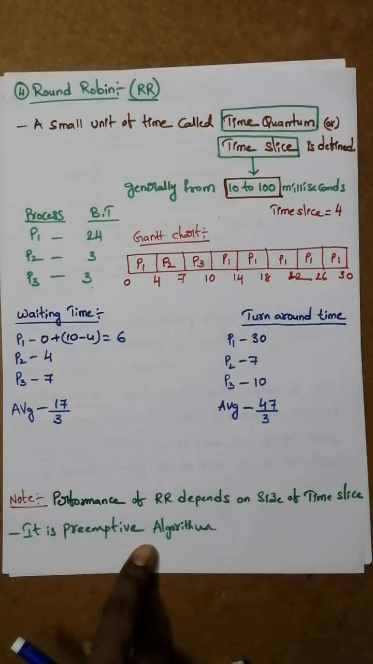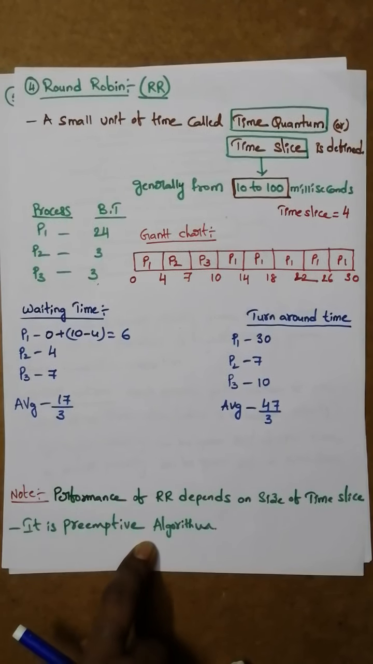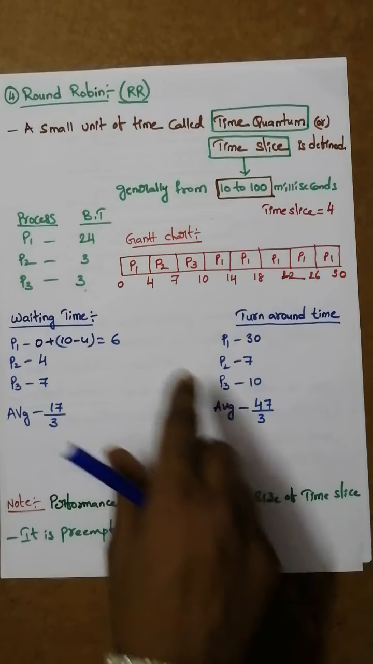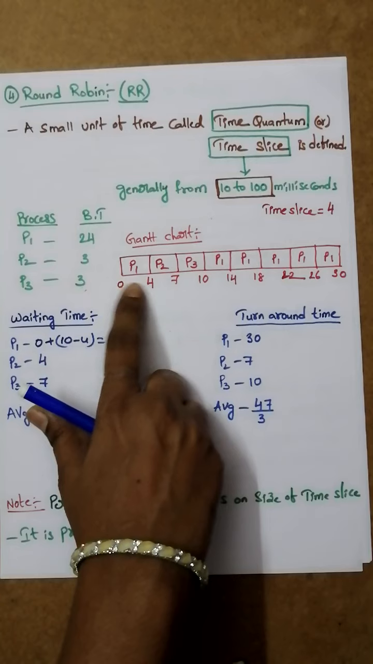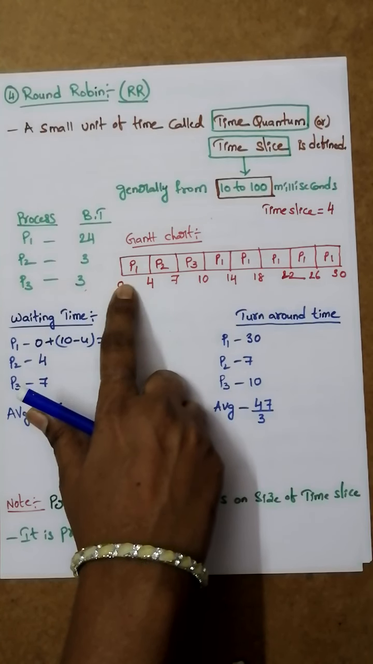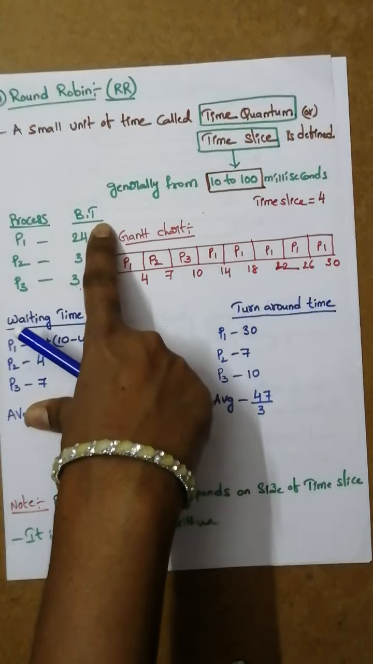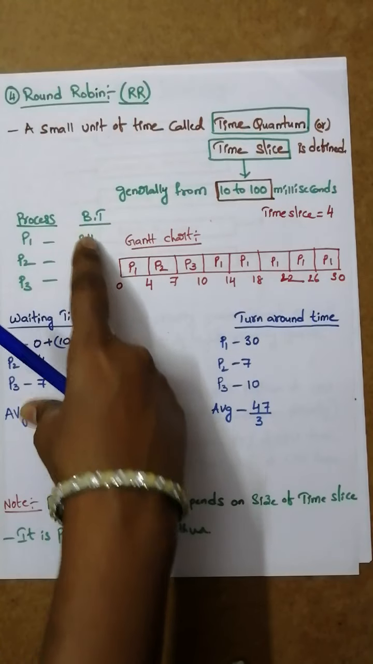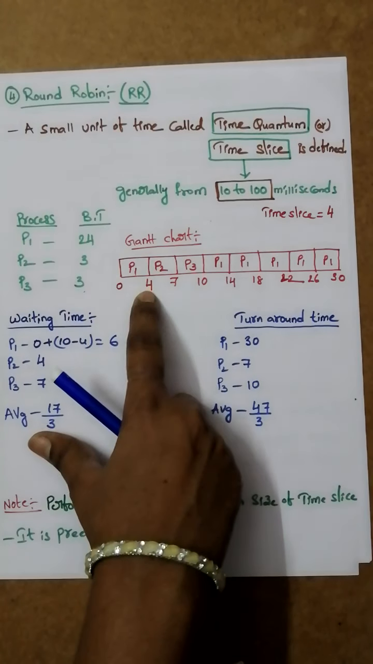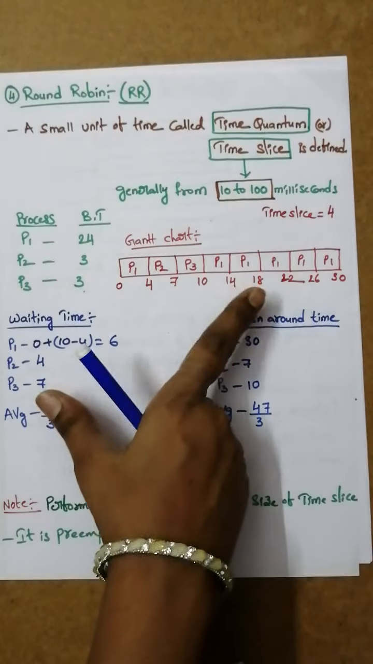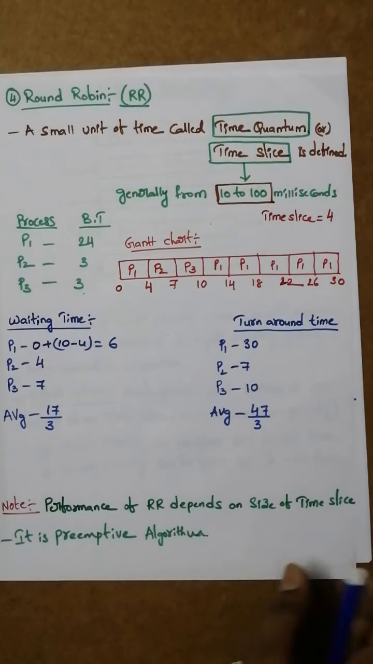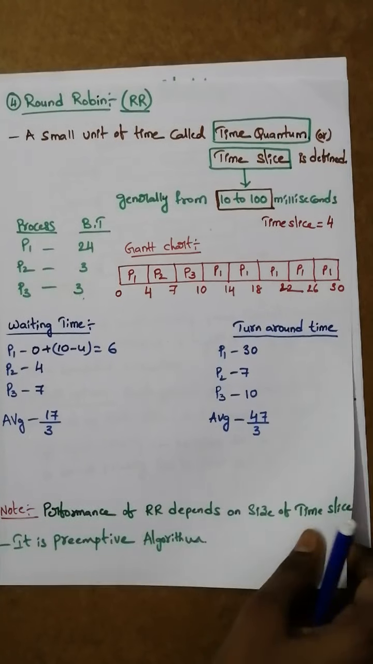So why is it a preemptive algorithm? If P1 has taken the CPU, it is not waiting till the completion of its execution, it is not waiting till the 24th millisecond, it is releasing the CPU in between, once the time slice expires. Similarly the remaining processes. That's why it is a preemptive algorithm. So this is round robin.